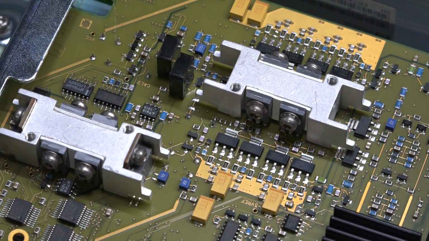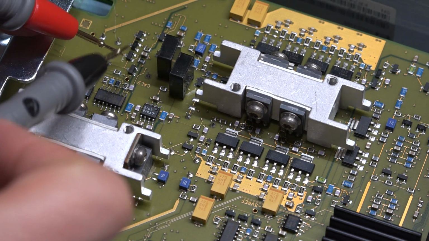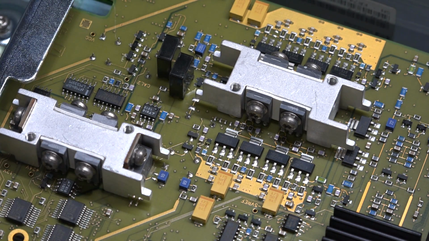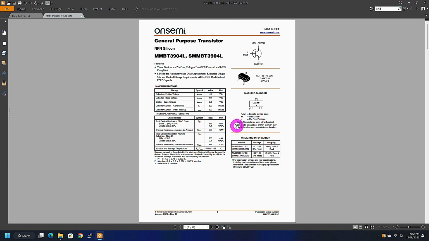Now, we could replace it with a MOSFET. I don't see why not. At the time, probably the MOSFETs weren't as good as they are now, but we could also replace it with an equivalent bipolar transistor. Let me see if I can find the datasheet for that part. So this is the device that's inside the instrument. As you can see, it's just a general purpose NPN transistor. It has a 200 milliamp DC maximum current going through its collector continuously.